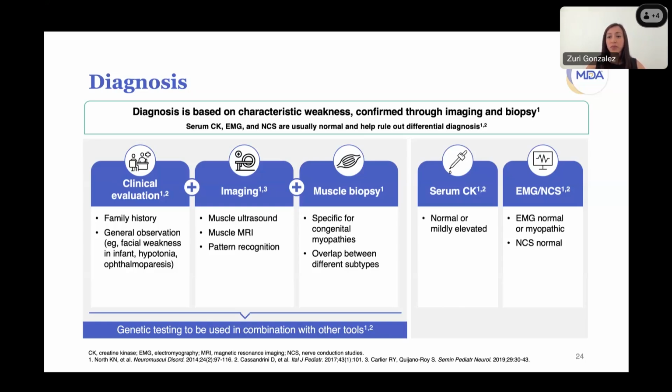Compared to other groups of disorders, the serum CK and EMG nerve conduction studies are either normal. They would not help us confirm the diagnosis, but can help us rule out other differentials in case, again, after doing a very thorough workup, we still don't have an etiology.